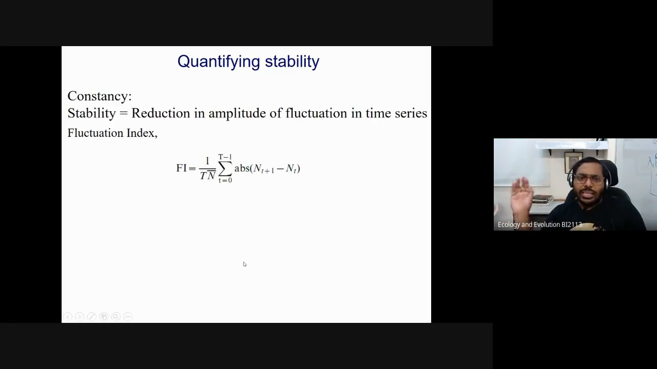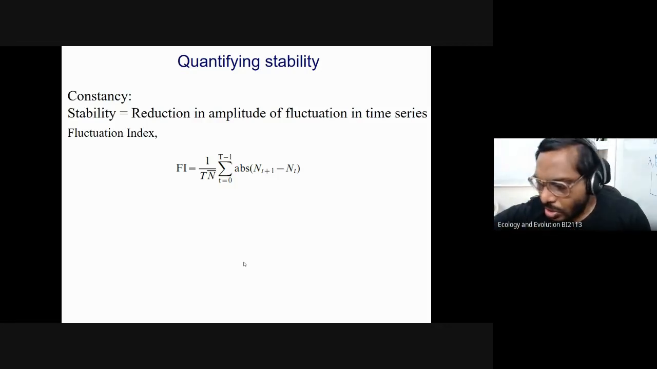So, constancy stability is essentially related to the amplitude of fluctuation in the time series. If you have 2 time series and one has a much larger amplitude of fluctuation in population size over time, then that is supposed to have lower constancy stability compared to one which has a smaller amplitude of fluctuation.